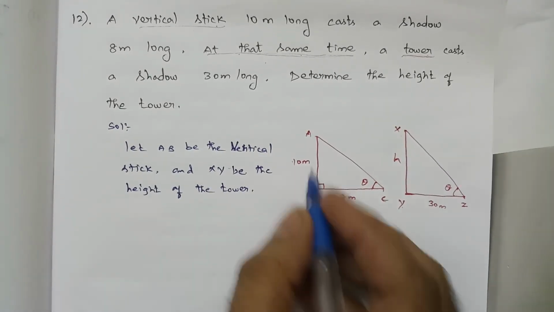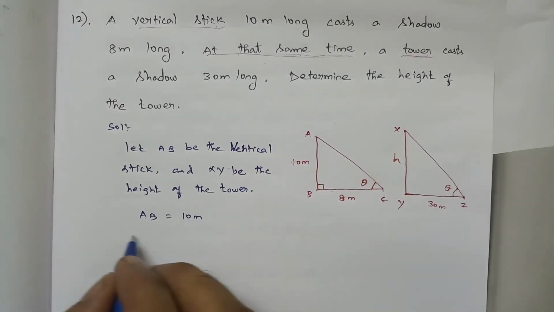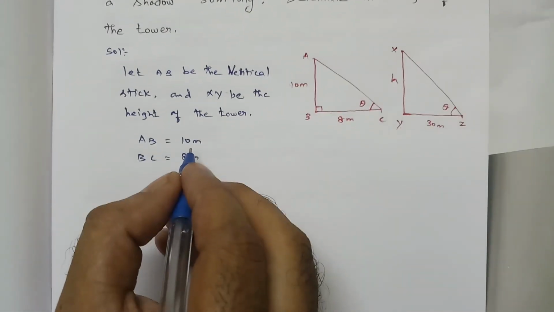And we are having some givens, right? What are the givens we are having? So AB is nothing but 10 meter. BC is equal to 8 meter.